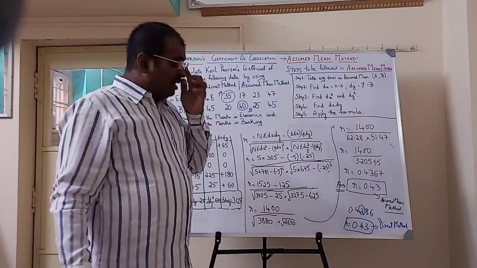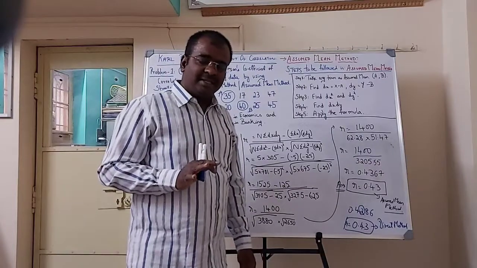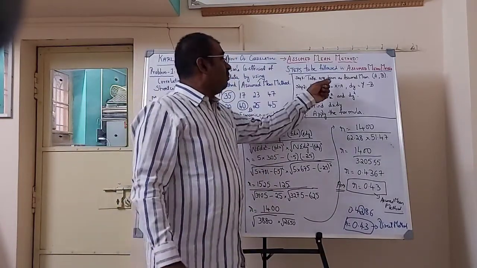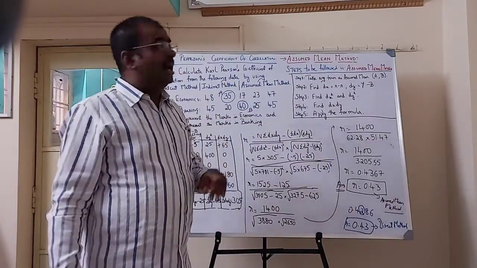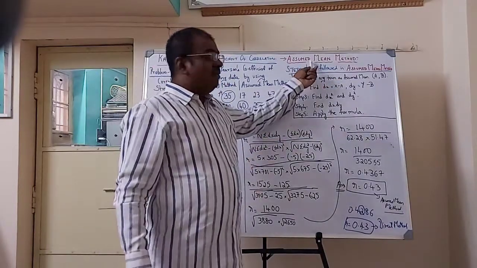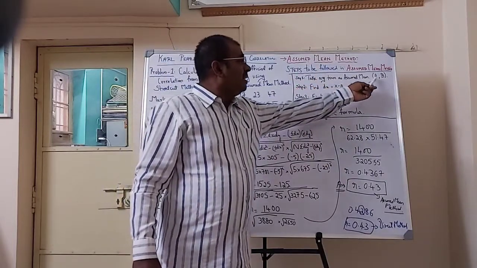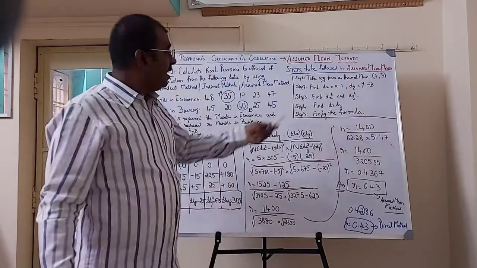So once again, let us have a recap. 5 steps. The last 4 steps are the same. Only the first step changes. In case of actual mean, it was finding out x bar and y bar. Here, in the assumed mean method, we do not find mean. We assume any value to be mean, that is A and B. A for x series and B for y series.